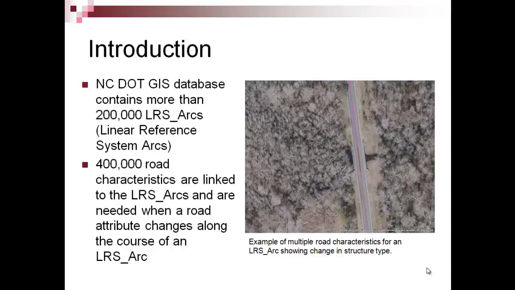But as you can see, here's a section of road where we have multiple instances of road characteristics change, where we have structure type. And along a section of road, if a road characteristic such as the speed limit or turn lane or structure type changes along that same section of LRS ARC, it needs to be represented using a road characteristic. And so you can imagine all the challenges that we have in trying to assess this GIS data and map the actual data quality.